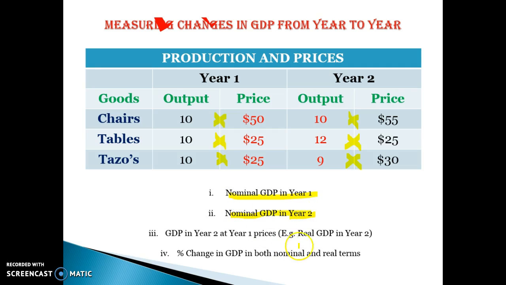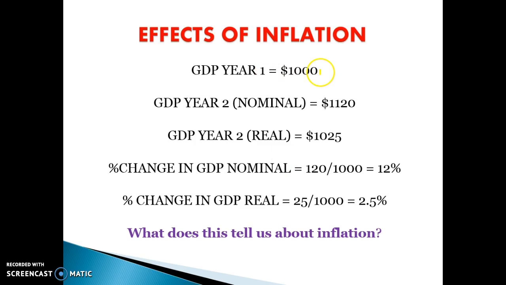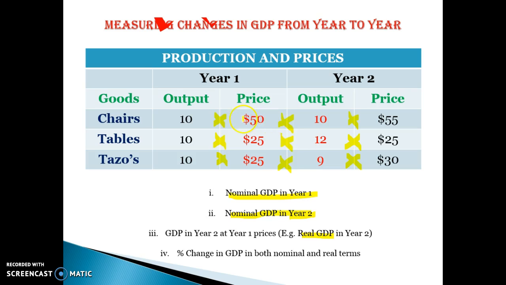If we want to work out real GDP in year 2, we use the prices in year 1 and the output in year 2. So we're really just timesing these two red figures to get our real GDP in year 2. Okay, so what would end up happening is your GDP in year 1 would be 1,000, your nominal GDP in year 2 would be 1,120, and your real GDP in year 2 is only 1,025, once we use these prices instead of these prices.